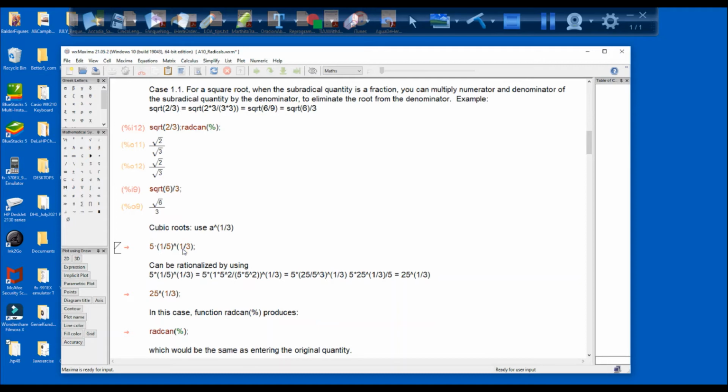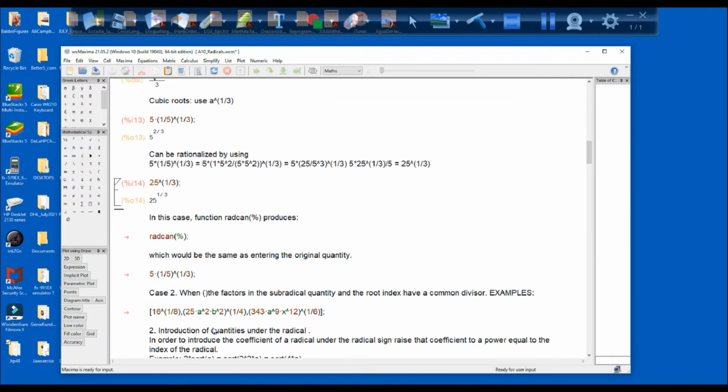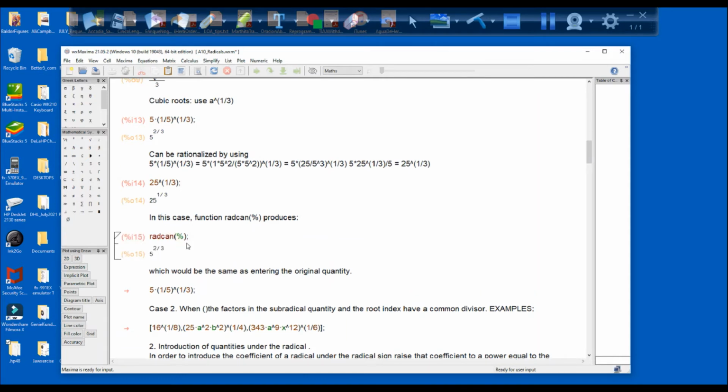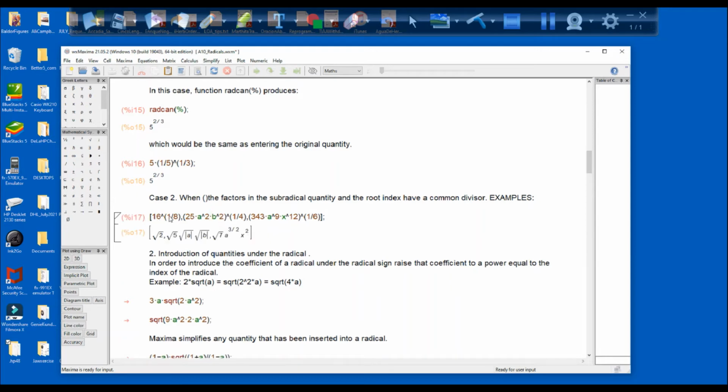For cubic roots, use raised to the 1/3. This can be rationalized this way, but it has to be done by hand. 25 to the 1/3. With radcan, it gives you 5 to the 2/3, which is the same as doing this. When the factors in the subradical quantity are common divisors, like 16 to the 1/8, it simplifies to the square root of 2. This, you get that, and so on.